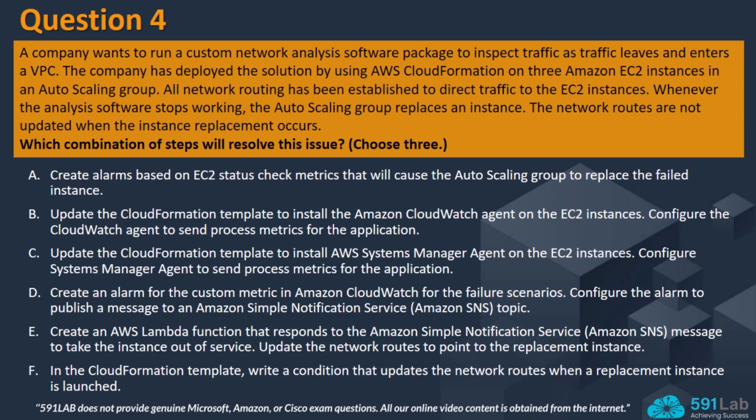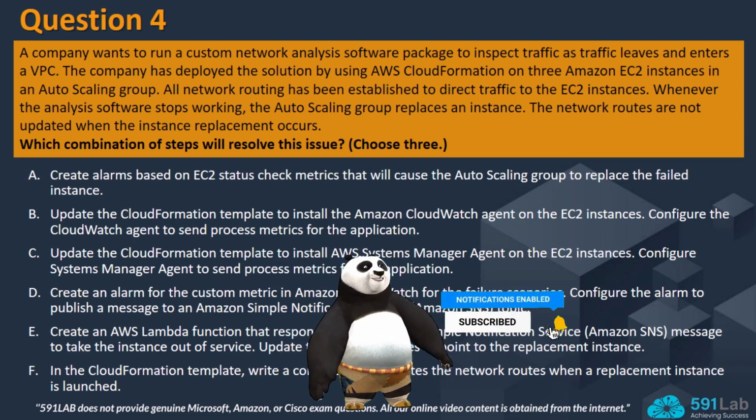Choose 3 answers. Option A. Create alarms based on EC2 status check metrics that will cause the auto-scaling group to replace the failed instance. This option ensures that when an EC2 instance fails the status check, the auto-scaling group automatically replaces it. While this helps with instance replacement, it does not address the issue of updating network routes.